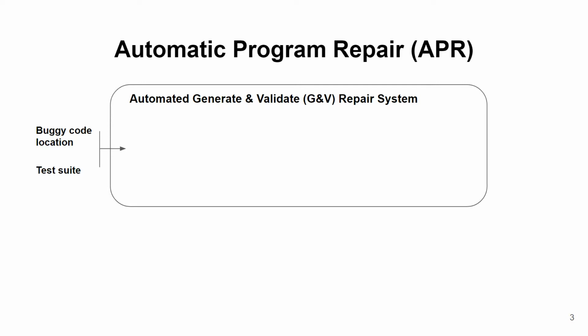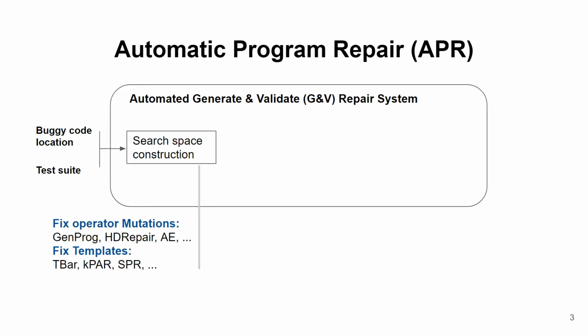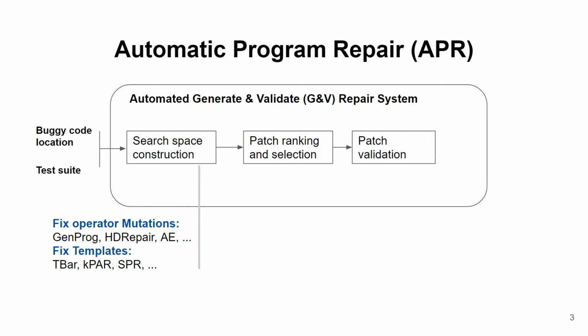Traditional automatic program repair techniques often use a generate and validate approach. Given a buggy code location, existing techniques build a search space using operator mutations or manually defined templates, then rank and select patches using some heuristics. Finally, each patch is validated against the test suite. If a patch passes all the test cases, it is considered plausible and the process stops. Otherwise, it is discarded and we move to the next patch.